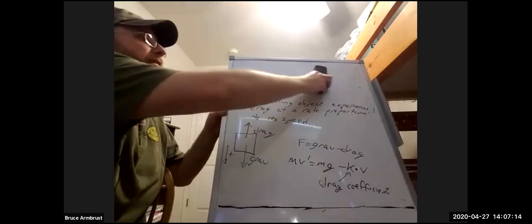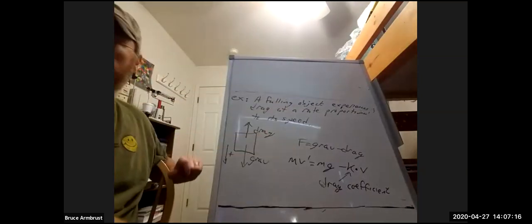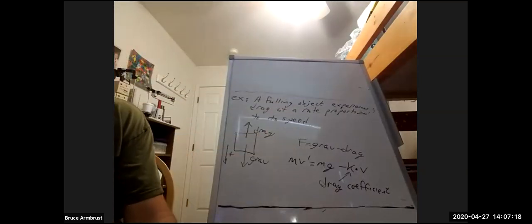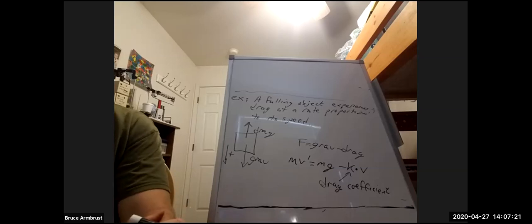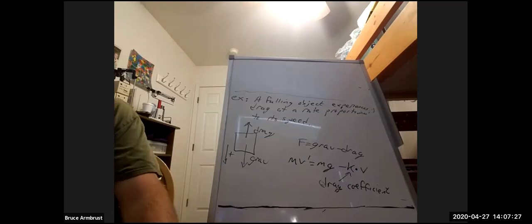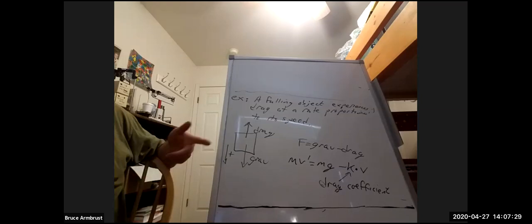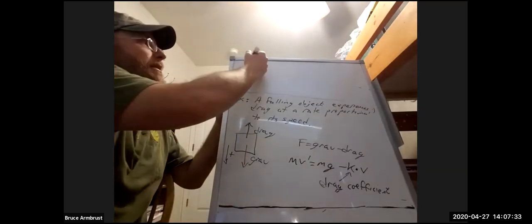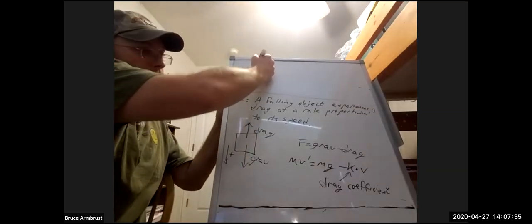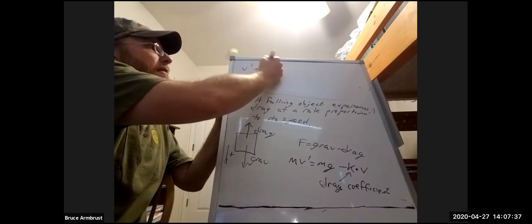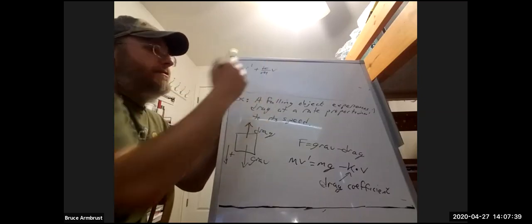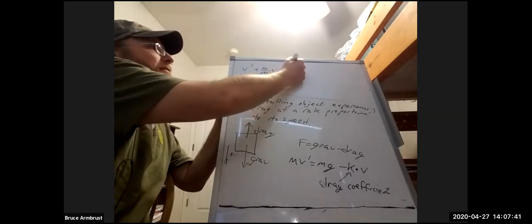So how about we just solve it with all the letters? Do it the math way of let's solve it once, and then we've got our answer for every single one of these ever. So I'm going to rewrite it. I'm going to divide by m, move some stuff around. So I'm going to get v prime plus k over m times v is equal to g.